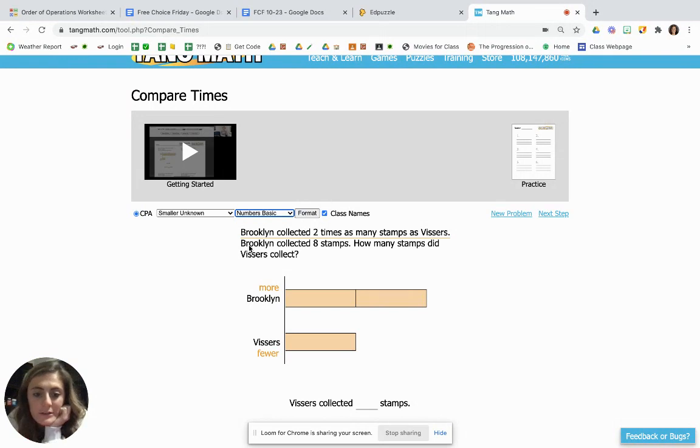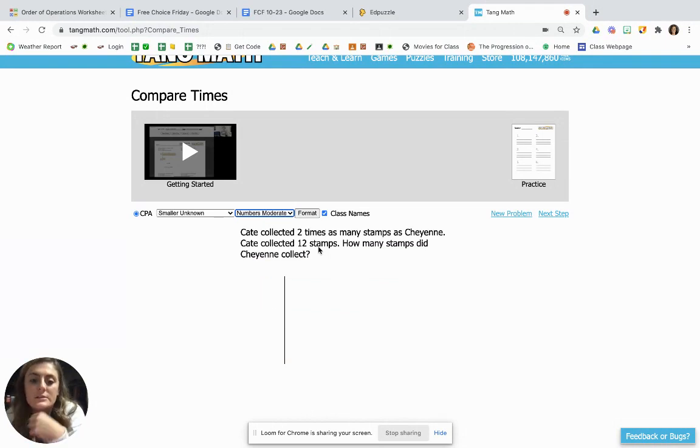Now, here's the difference. Brooklyn collected 8 stamps. That's 8 stamps total. So all of Brooklyn's boxes added together equals 8. So we see that she has 2 boxes here. So we do 8 divided by 2, which gives you 4. So Vissers only collected 4 stamps, right? And we can check that math because we can do 4 times 2 is 8. Brooklyn collected 2 times as many as Vissers. So 4 times 2, and that equals 8. So that checks out.